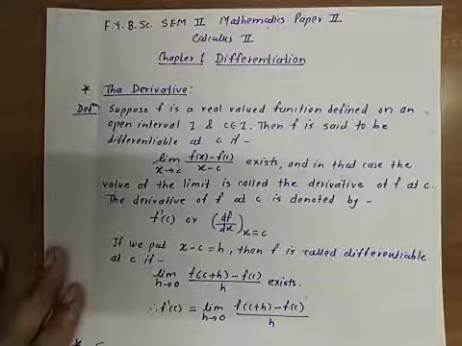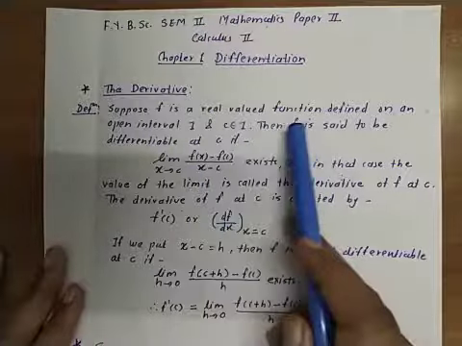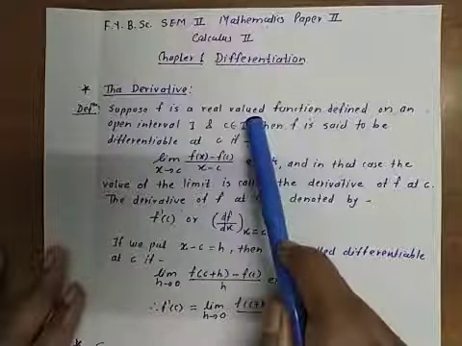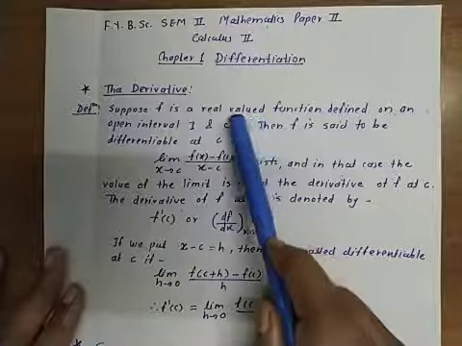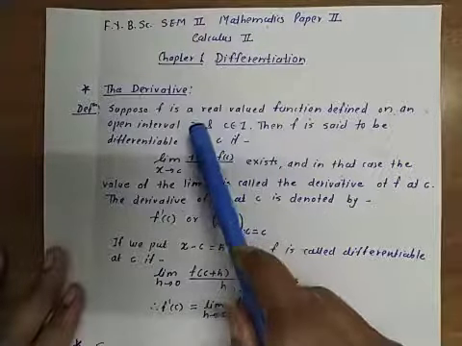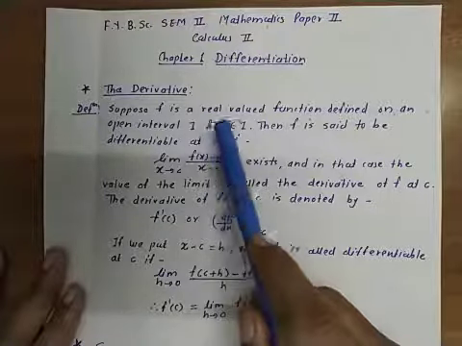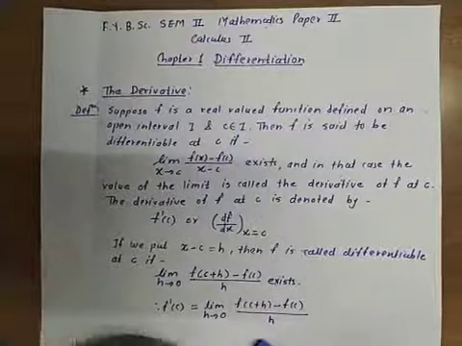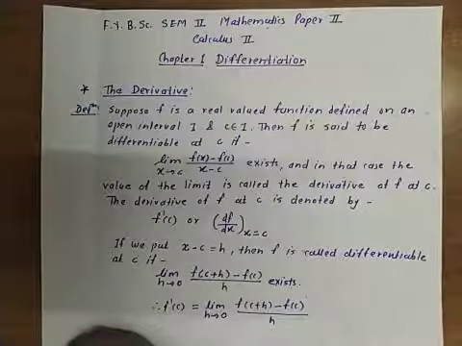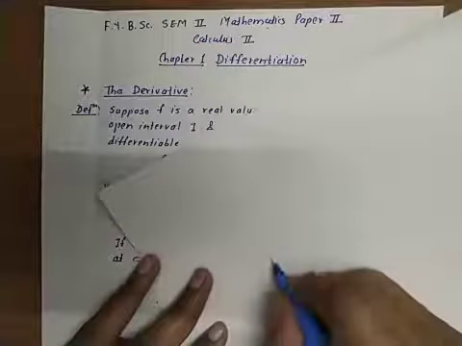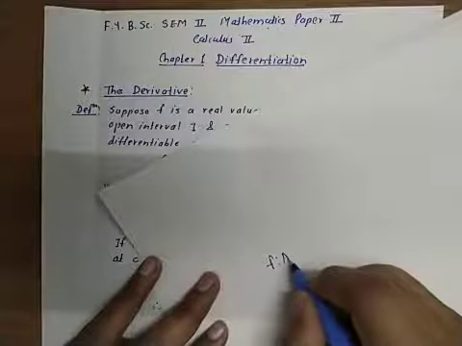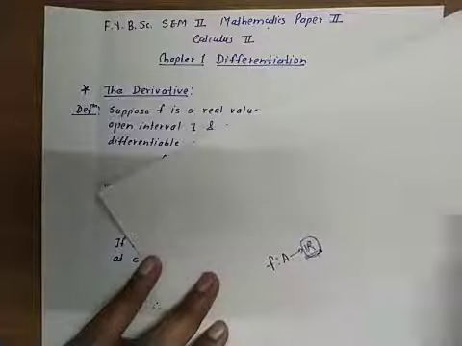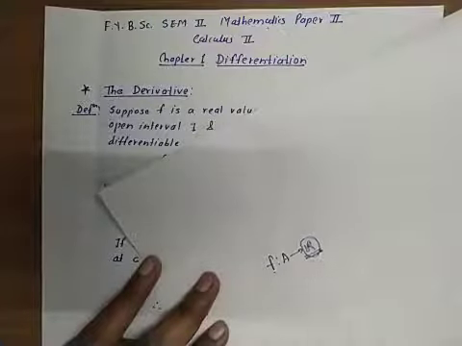So what is derivative? Suppose f is a real valued function. What is a real valued function? A real valued function means its codomain is the set of real numbers. Okay, we learned it in first semester. Suppose f is a function from some domain, let us say A, to R. This is the codomain, the set of real numbers. This function is called a real valued function.